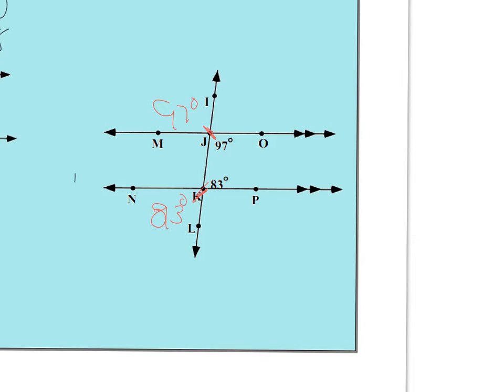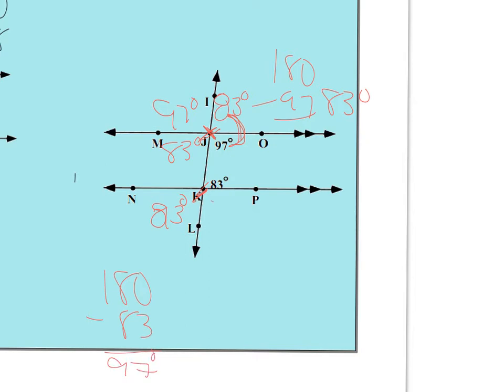So these two make a linear pair. So if I take 180 minus 97, I get 83. So that makes this angle 83. Again, using vertical, that's 83. So same kind of idea here. 180 minus 83 is going to give me 97. Okay, so that makes this one 97. And then by virtue of vertical angles, that one's 97.